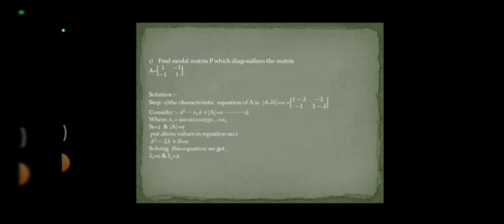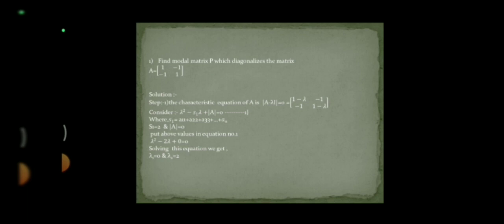Hello, myself Raj Varde. I am going to explain the topic that is diagonalization of matrix. Find modal matrix P which diagonalizes the matrix [1 -1; -1 1]. Step 1. The characteristic equation of matrix A is determinant of A minus lambda I equals 0, that is, determinant of [1-lambda -1; -1 1-lambda].